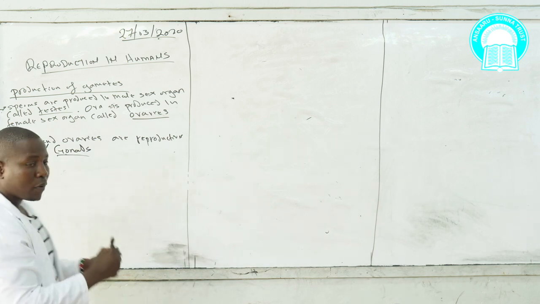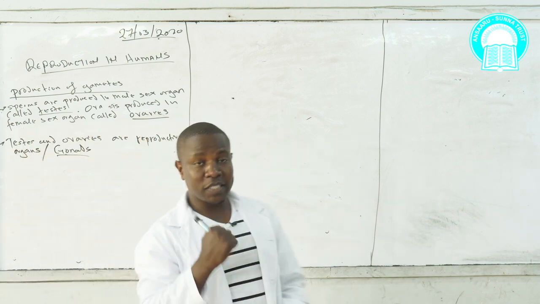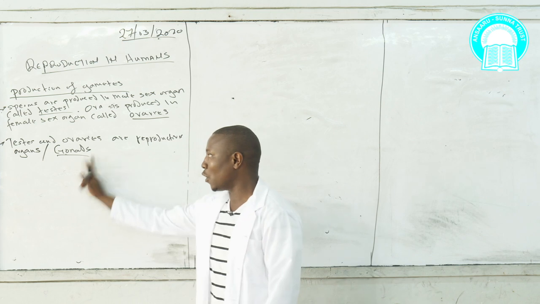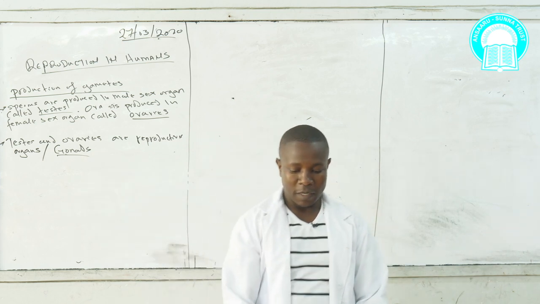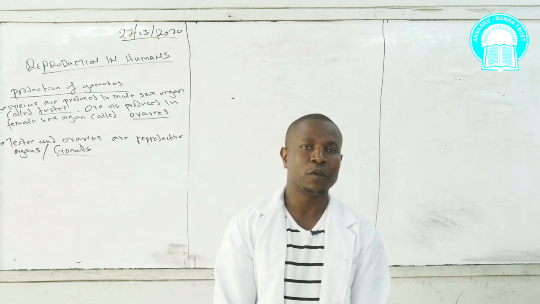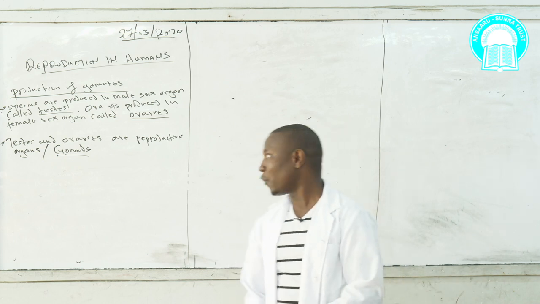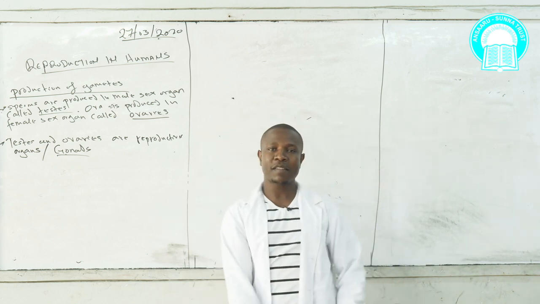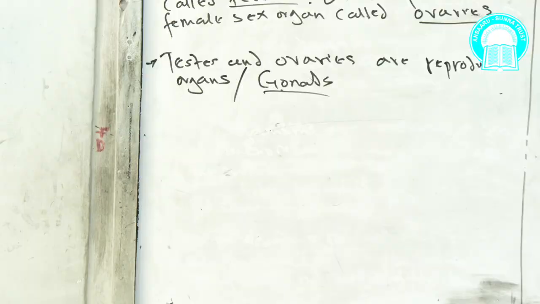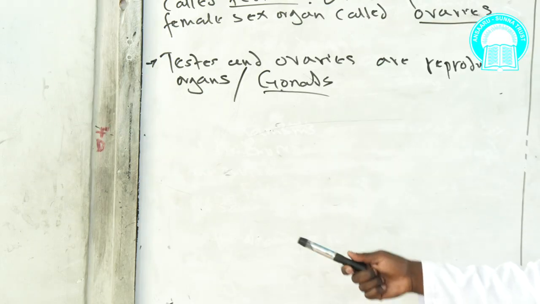So another name for reproductive organs is gonads. If you're asked to name the two gonads found in human beings: females have what? Ovaries. And males have what? Testes. So this one is twisted, but the common name is what?